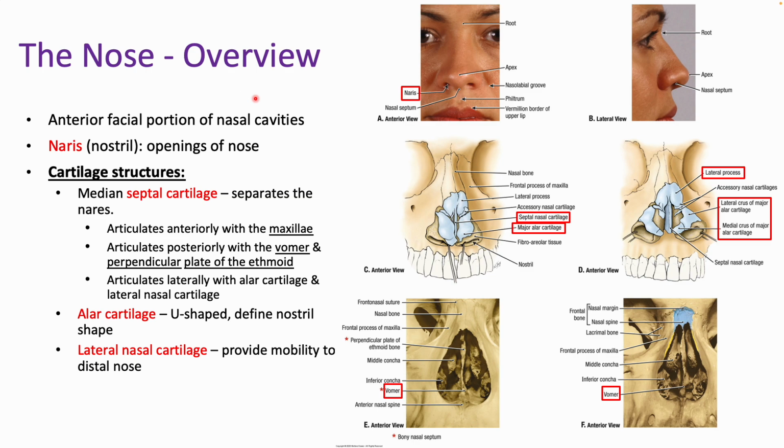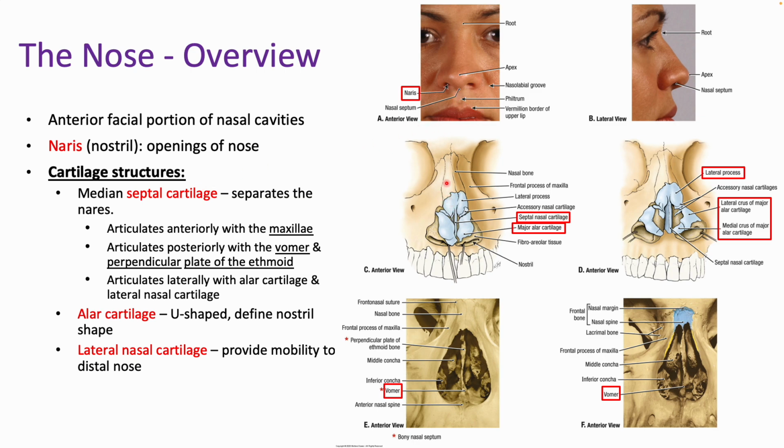And so we'll start with an overview of the nose. You obviously know what your nose is. It's the anterior facial portion of the nasal cavities. So we're looking at the nasal cavity. It's the extension onto your face. And so we have two nares, or a nares, which are your nostrils, and that's the opening into the nose.